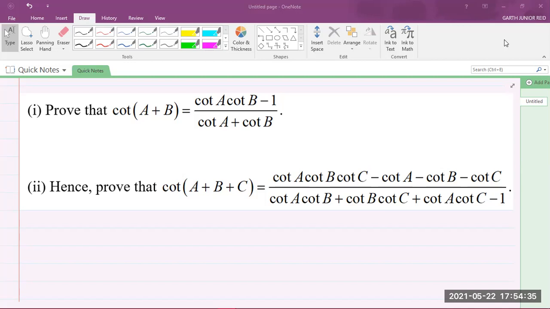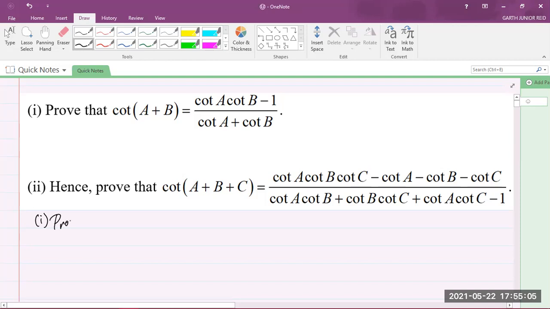Part one says you are to prove that the cotangent of A plus B is equal to cot A times cot B minus 1 over cot A plus cot B. And part two says, hence prove that the cot of A plus B plus C is equal to that on the right-hand side. Now let us get into the question. Let's do part one here. Part one, proof.